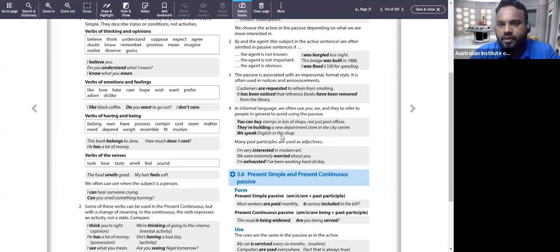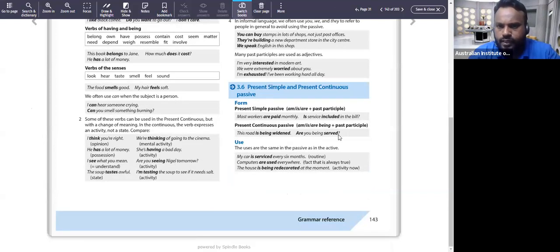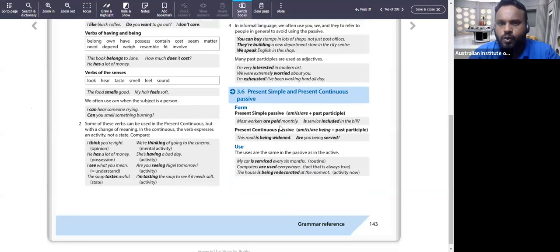That's the whole idea. In informal language, we often use you, we, and they to refer to people in general, to avoid using the passive. You can buy stamps in lots of shops, not just the post office. They're building a new department store in the city center. We speak English in this shop. All right, that will do for today for grammar. This part we will complete later.